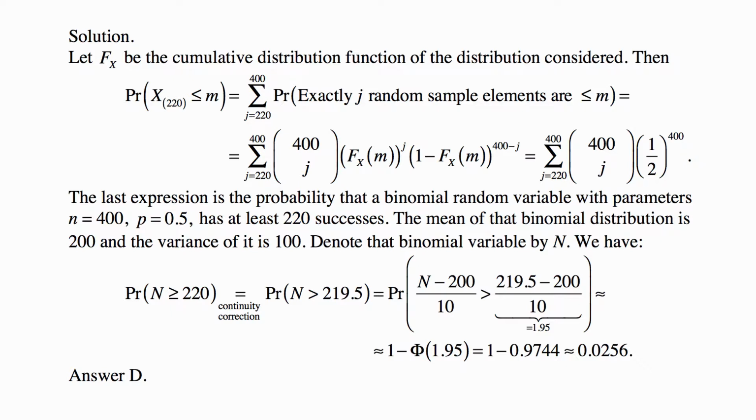So what we have here is something like this. We do 400 experiments, in a sense. 400 times we look at every piece of this random sample and we check if it's less than or equal to the median or greater than the median. If it's less than or equal to the median, then it's a success, and if it's greater than the median, it's a failure. So what we are describing here is the probability that a binomial random variable with parameters n equal to 400, p equal to 0.5, has at least 220 successes. And the mean of that binomial distribution is 200, and the variance of it is 100.